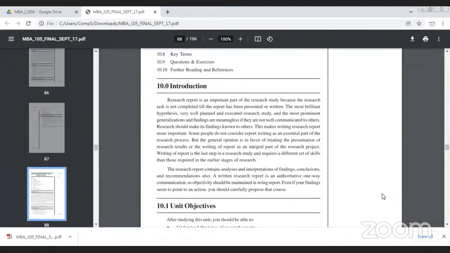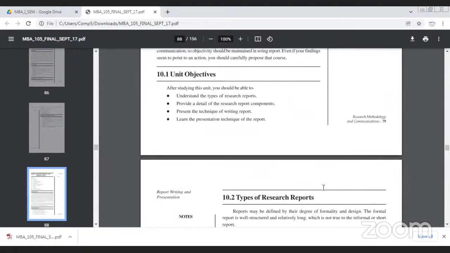Next, the research report: content analysis, the interpretation of findings, conclusions, and recommendations. Also, a written research report is an authoritative one-way communication, so objectivity should be maintained in a written report. When writing a report, even if your findings seem to point to an action, we should propose that course carefully.